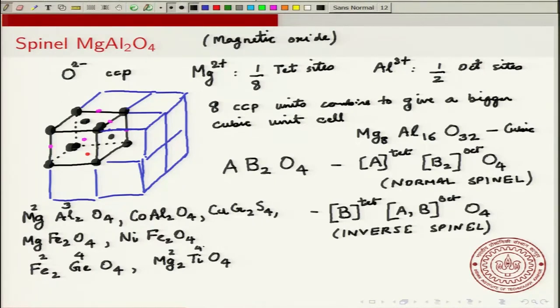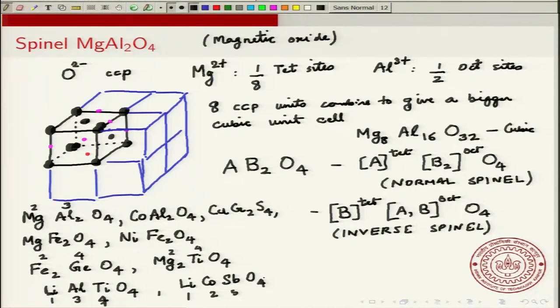Then you could have a more complicated spinel. You could have something like lithium aluminum titanate. So this is also like a spinel. Now you have a 1-3-4 spinel, but this also forms a spinel structure. Similarly, you could have something like LiCoSbO4. This is a 1-2-5 spinel.